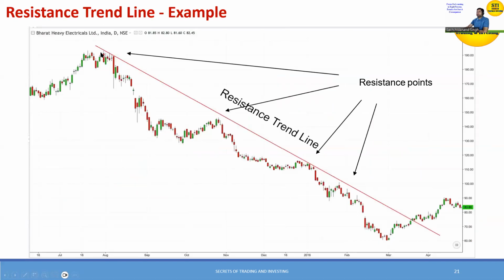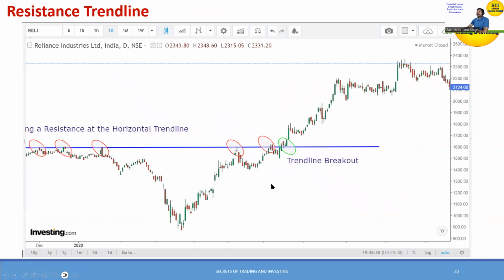Resistance trend line, so we already looked at that. This is another example, of BHEL. This is again an example of the negative or slanting support line. And this is another example of a resistance trend line. So just be familiar with that.